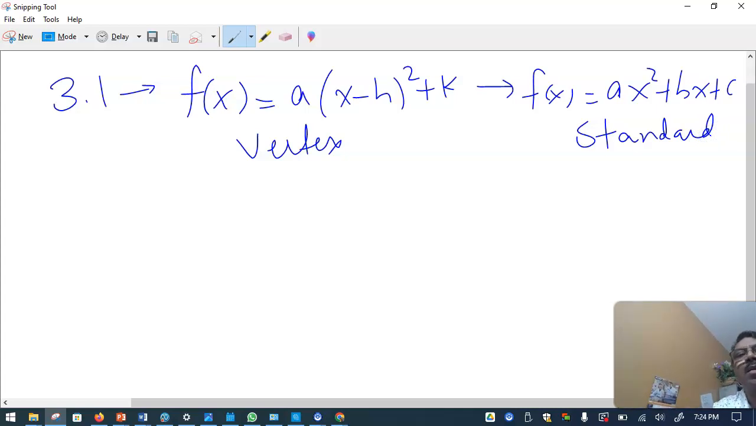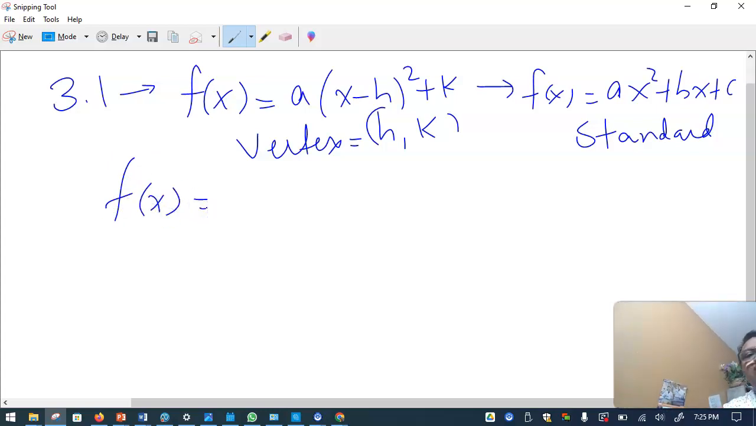how can we compare? In this case, the vertex is (h, k). So how did we get this vertex (h, k)? You can see, I can take any simple example. Let's say a is 1, so 1(x minus 2) squared plus 3. What does this basically mean?